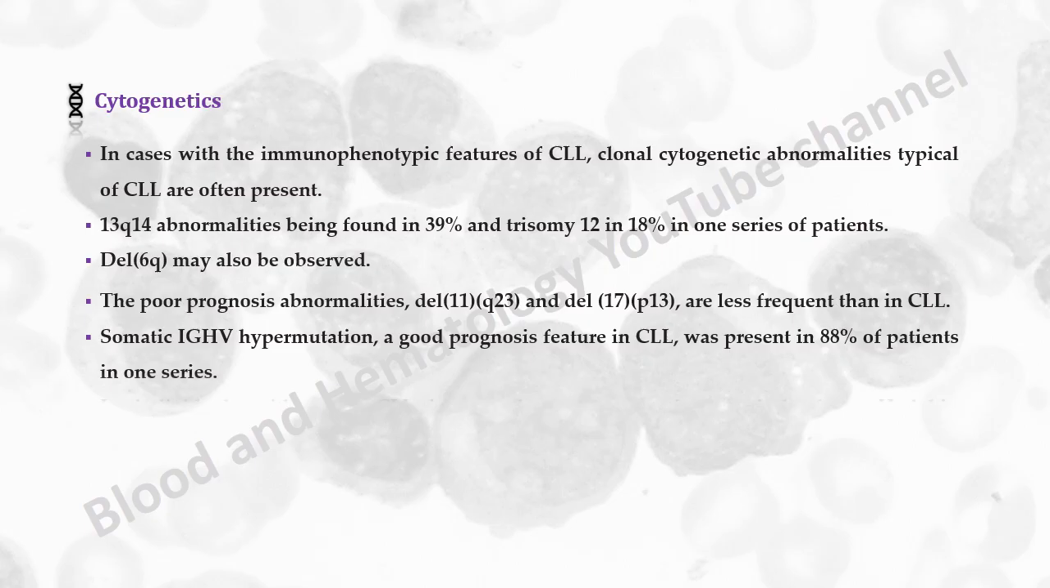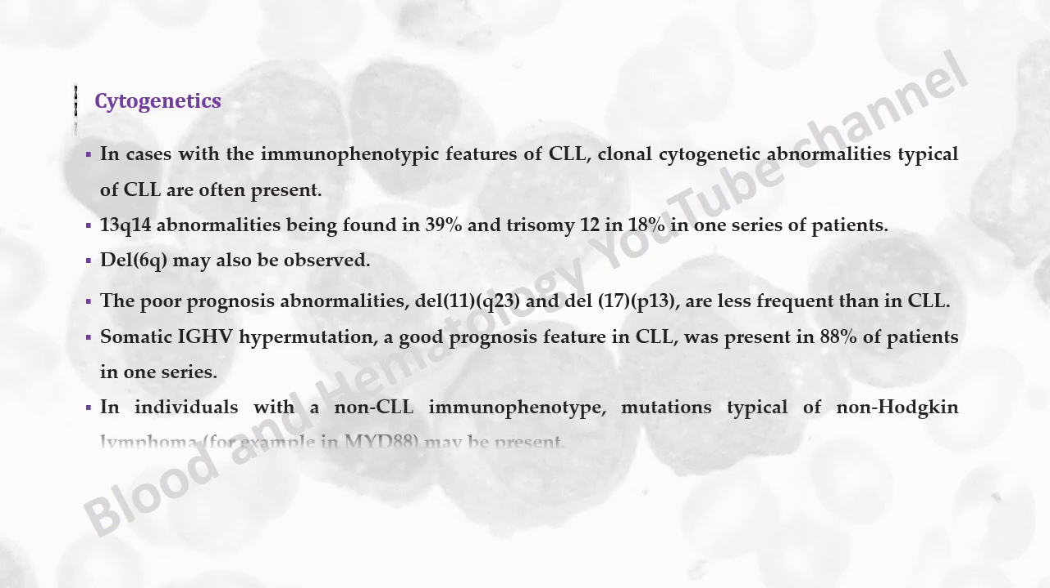Somatic IGHV hypermutation, a good prognosis feature in CLL, was present in 88% of patients in one series. In individuals with a non-CLL immunophenotype, mutations typical of non-Hodgkin lymphoma may be present.